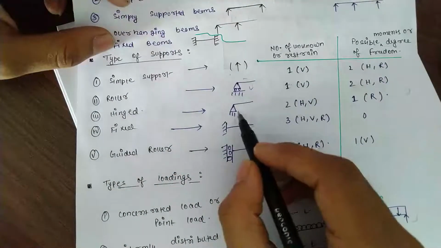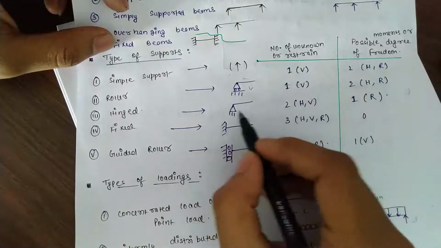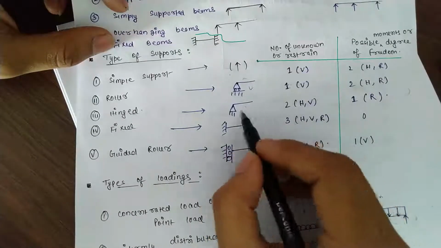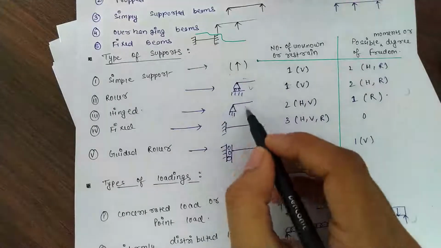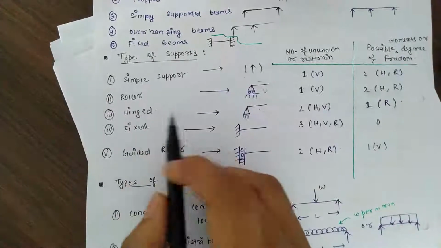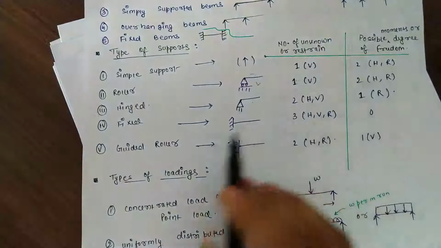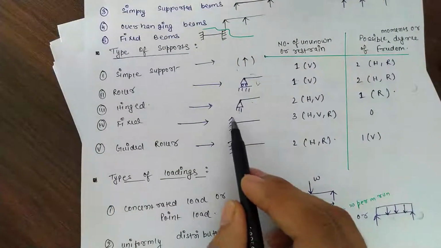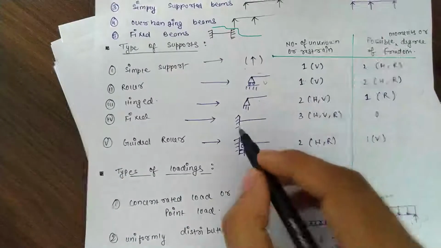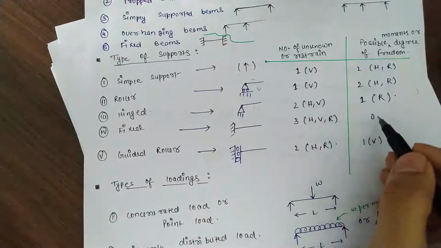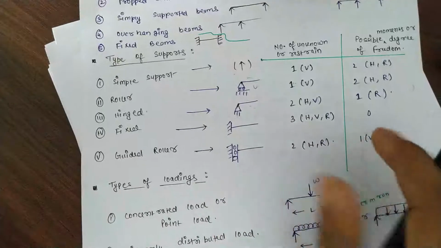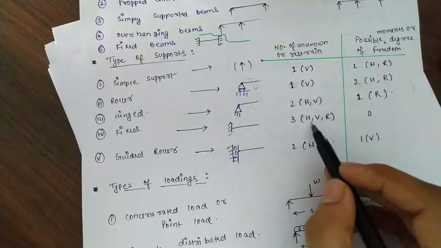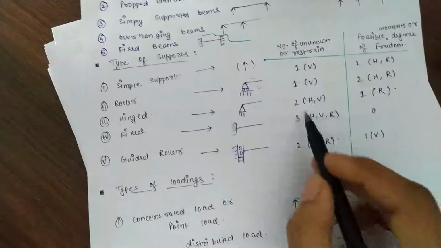The third one is hinged. The hinged support cannot have horizontal movement or vertical movement because it is fixed here, but it will have rotation because of the hinge present here. That's why it is known as a hinge support. Fixed support is fixed here, so it will have zero degrees of freedom because it cannot move horizontally, vertically, or rotate. So the number of unknowns are horizontal, vertical, and R, which is rotation.